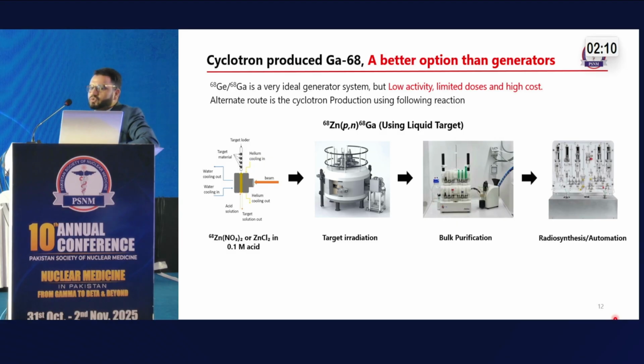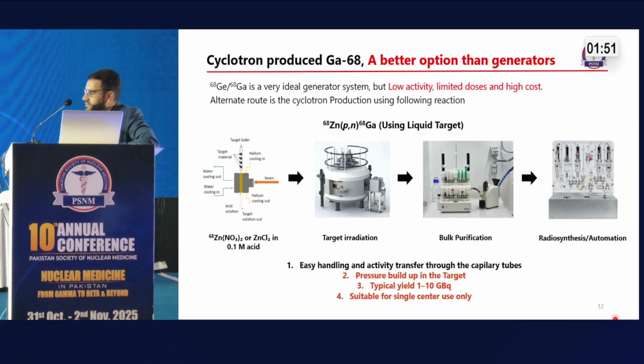There are 2 ways we can produce gallium-68 from the cyclotron. One is the liquid way. This is the liquid kind of setup where you have the target, you make a solution of zinc-68, either in HCl solution or in nitric acid solution. You irradiate it in the cyclotron, then you do the bulk purification and radiosynthesis. This is the liquid setup. The problem with the liquid setup is we have limited yield.